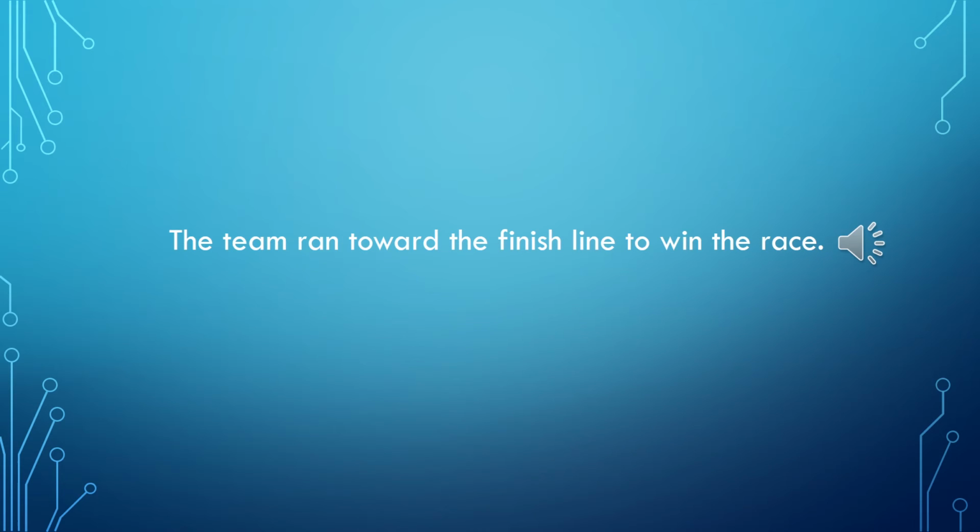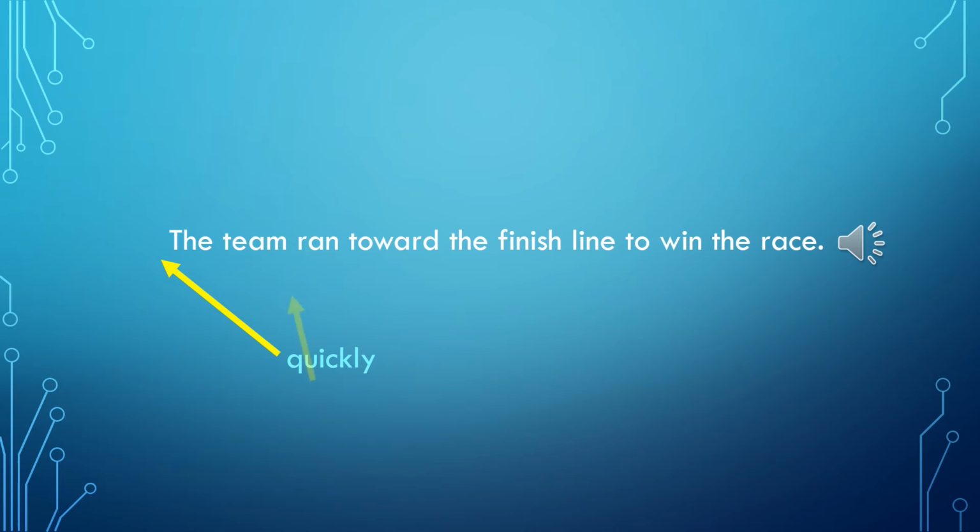This sentence reads, the team ran towards the finish line to win the race. We want to show that the team ran really fast. So what is a word that we could use as an adverb to show that? Quickly will show how the team ran. Now we can place that at the beginning of the sentence. Quickly, the team ran towards the finish line to win the race.